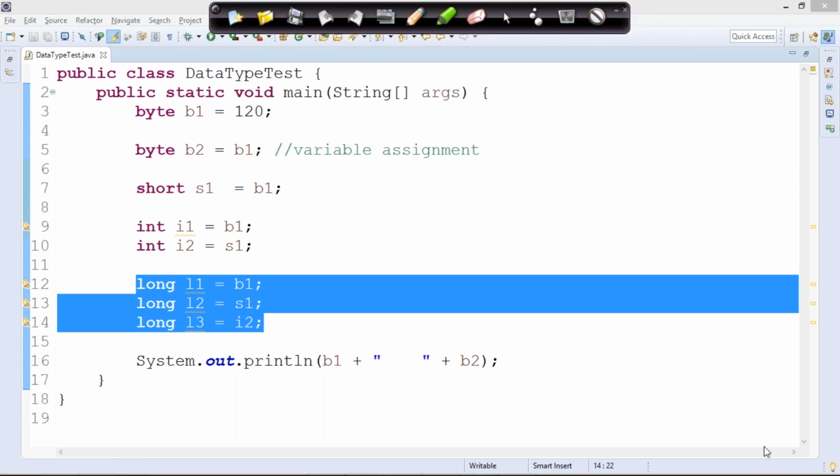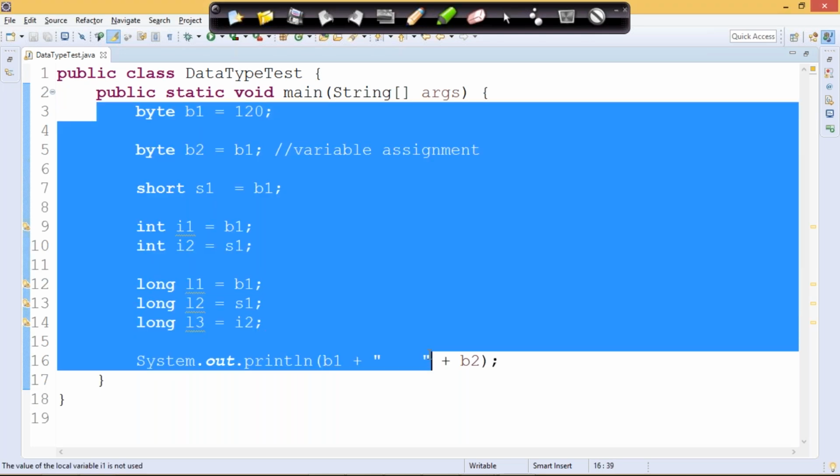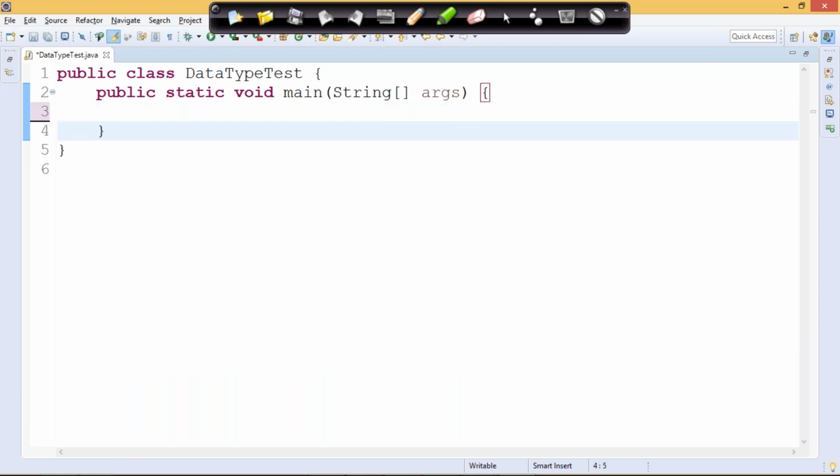All right, any more questions? Okay, good. Similar to this, I'll give you one more last example on widening. Then I will explain the narrowing concept, okay? But don't forget that rule: the left side should be greater than or same as the right side, okay?